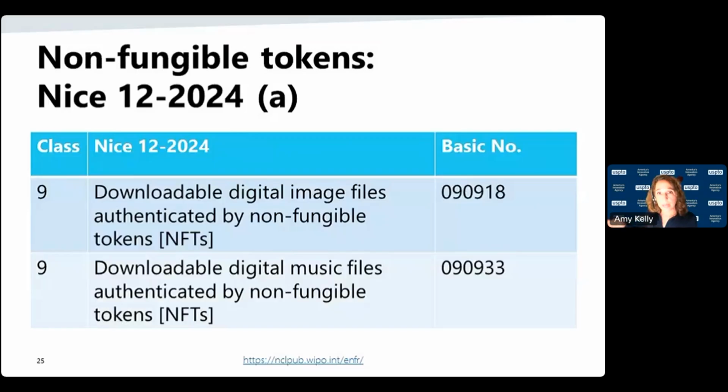I told you it was adopted in May of 2022 and was shown to be for downloadable digital files. That was amended in May 2023, that following year, from downloadable digital files to downloadable digital image files. And then you see basic number 090933 for downloadable digital music files. That was also added to provide further specification to the nature of the items being authenticated by NFTs.